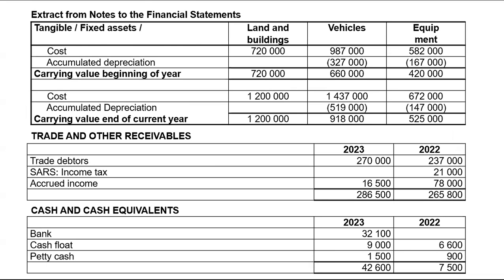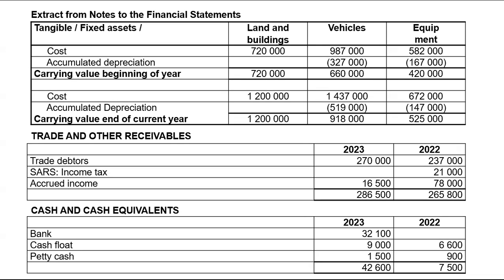Oh, we purchased land and buildings because cost at the end of the year is greater than cost at the beginning of the year. So that means we purchased for vehicles. Cost at the end of the year is greater than cost at the beginning of the year. So we purchased for vehicles, and for equipment we also purchased. But let's just do a thorough calculation on this.